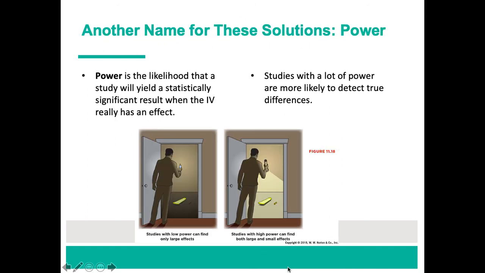What we call that in science a lot of times is power. Power is literally the likelihood that you will find a statistically significant result, right? That's given that the IV has an effect, that the theory holds. If the theory doesn't hold, and you find significance but there really is no relationship in real life, that's what we call a type 1 error. But if you have low power, such as a small sample size, which is hindering your ability to find statistically significant results, that's more likely what we call a type 2 error.